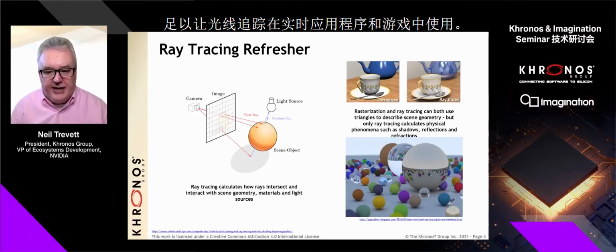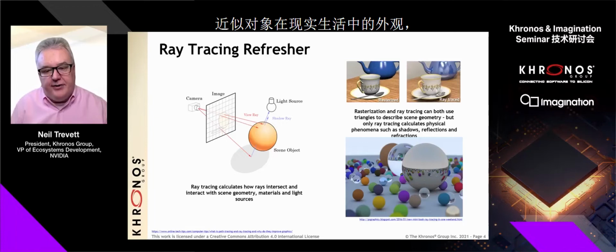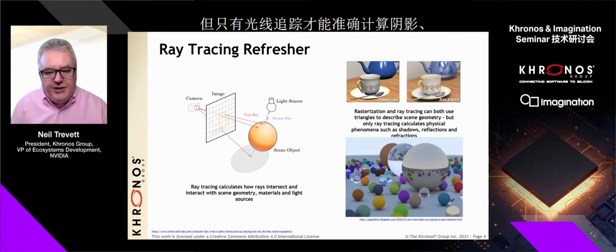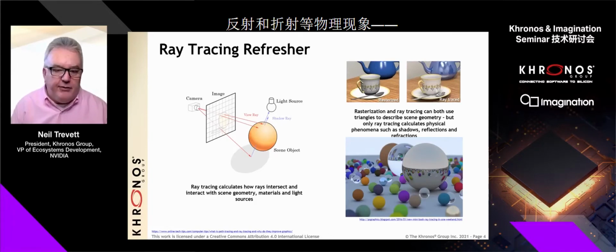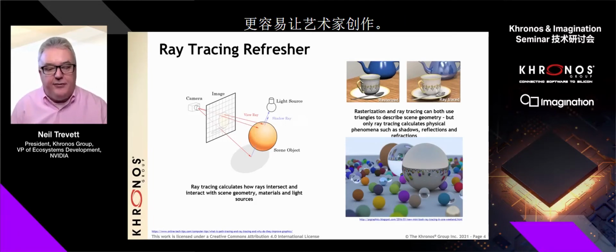real-time applications and games. Many rasterization techniques have grown up over the years to approximate how objects look in real life, but only ray tracing accurately calculates physical phenomena such as shadows, reflections, and refractions, making rendered scenes look far more realistic and making them easier for artists to create.